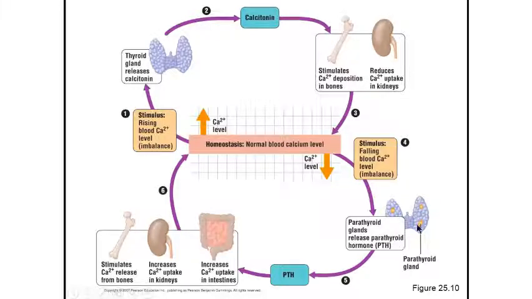The parathyroid glands are these four small glands that are located on the back of your thyroid gland. So this is the front of the thyroid gland. If you turn this around, you will see the parathyroid glands on the back. You have four of them. So when there is a drop in calcium level, the parathyroid gland will release PTH. So PTH will try to bring calcium level back up by doing the following things.